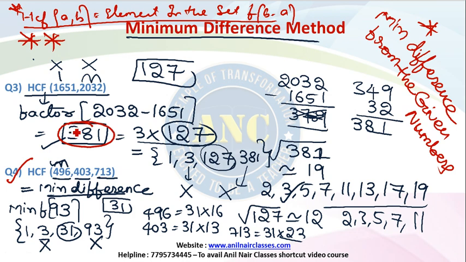Here I checked whether 381 is composite or not. 381 is divisible by 3. 127 is not divisible by any of the prime numbers. So 127. I hope it is clear. Next slide.